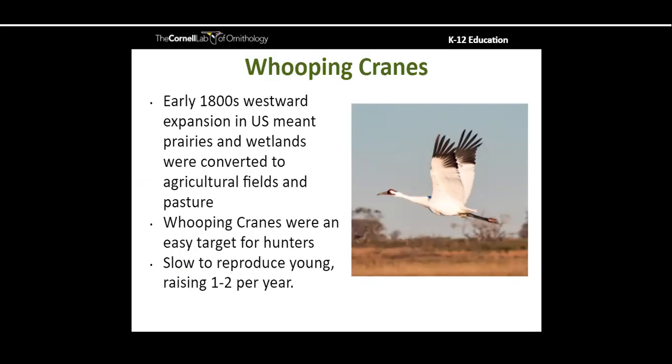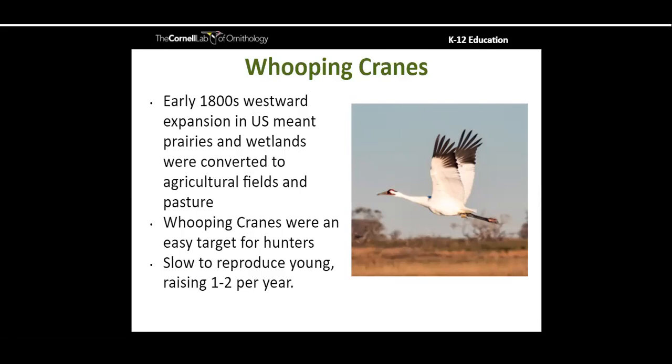In the early 1800s, the westward expansion in the United States meant that folks started converting prairies and wetlands to sources of food for themselves and their pasture animals. So that led to the destruction of a lot of habitat for the whooping crane. Whooping cranes are a migratory species, so they breed in one area, winter in another, and they tend to winter on the coasts and breed in kind of the heartland area, but also up into Canada historically.